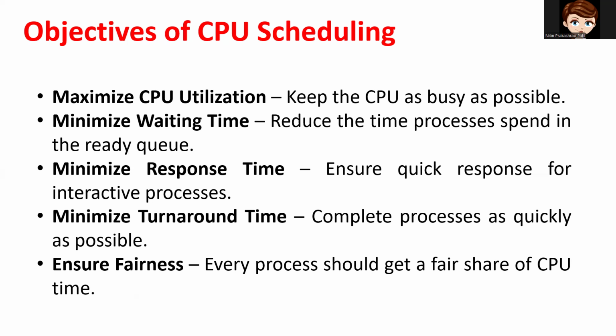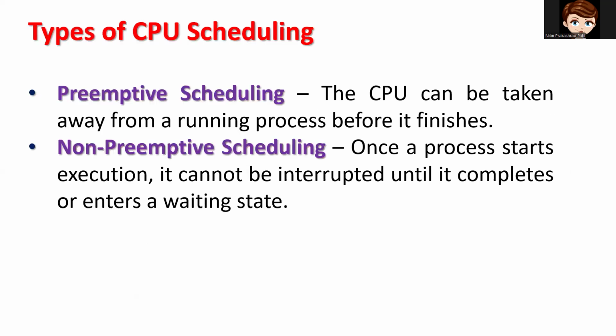One can also say that one of the objectives can be optimizing the throughput. And as we know, throughput refers to the number of processes completed per unit time. A very good scheduling algorithm definitely increases the throughput by efficiently handling multiple processes. Now, when CPU schedulers are designed or defined, there are said to be two types of CPU scheduling.